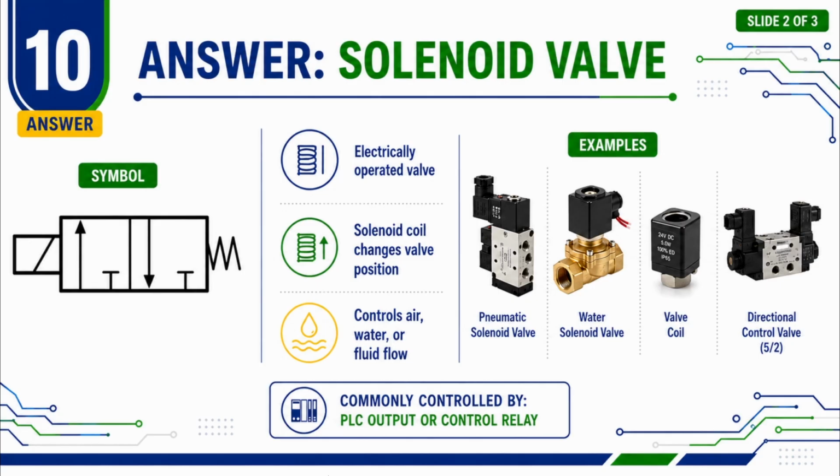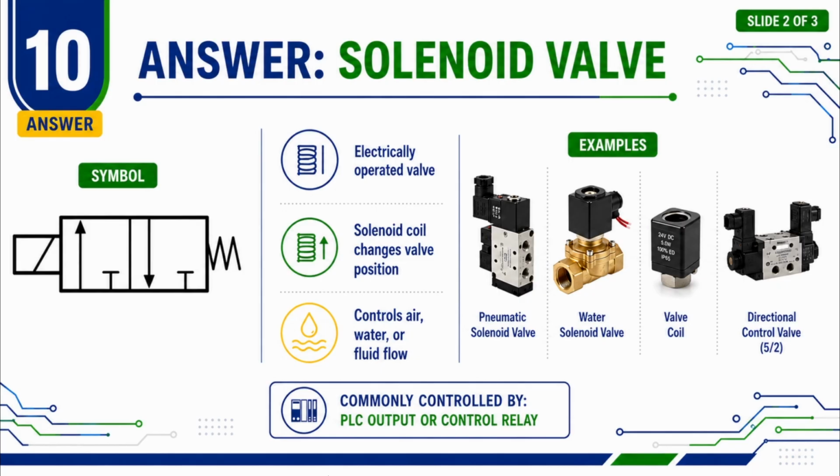A solenoid valve is an electrically operated valve. When the solenoid coil is energized, it changes the valve position and controls the flow of air, water, or other fluid. Now, an important point here is how to read valve symbols, such as 3/2 or 5/2.